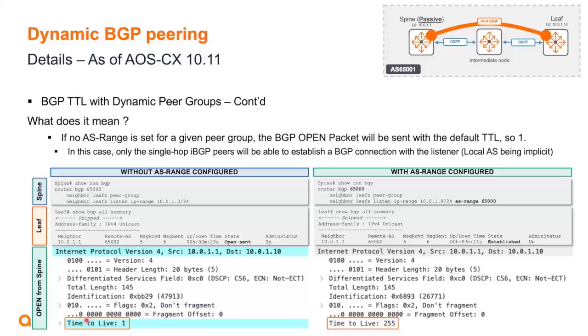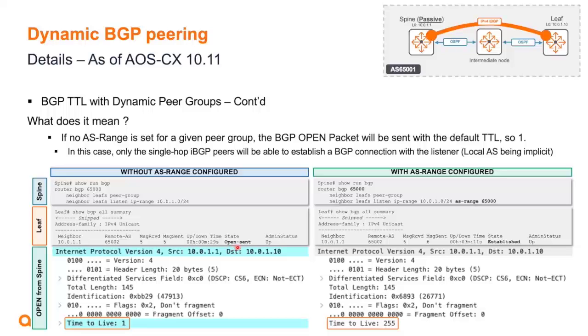As you can see in this example, we have a spine, we have a leaf, and we have an intermediate node, and we can see that the leaf is multi-hop away from the spine. So it is not a single-hop BGP peer. If the leaf is more than 1 hop away from the listener, the connection on the leaf will remain in an open state on its side, because the open packet from the listener will not be able to reach it, because the TTL is set to 1.